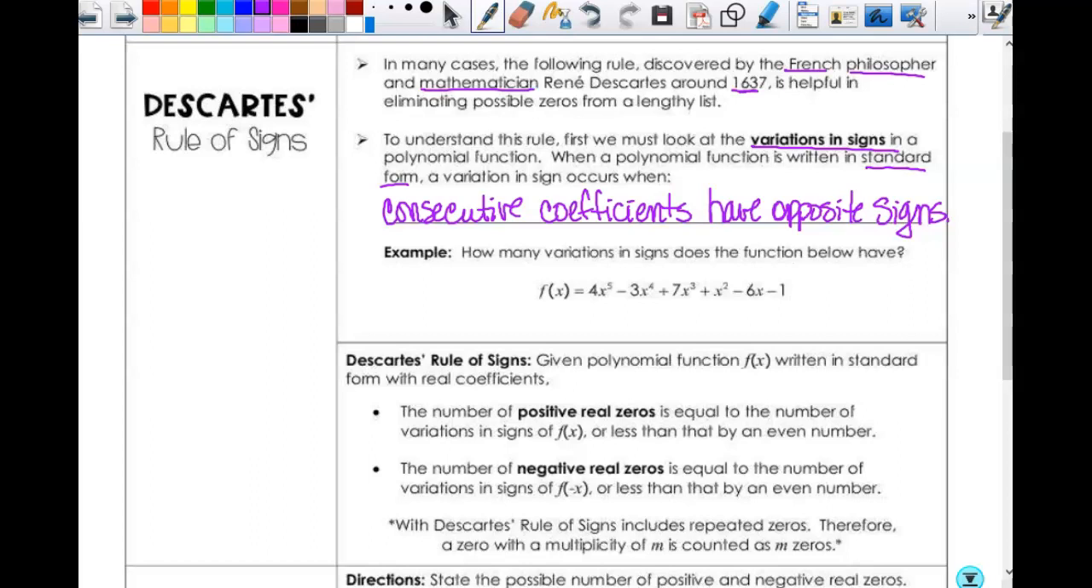So here's the example, and it says, how many variations in signs does this function below have? Okay, so this is a positive 4. From here to here, it goes from positive to negative. So that's one variation. Then we go from negative to positive. That's another one. So this is 1, this is 2. Positive, positive, that's not a variation because it's the same. Then positive, negative, that's another variation. That's the third one. And then negative, negative, it doesn't change. So the answer to that question is there are 3 variations. So we have to be able to figure that out to be able to use his rule here.